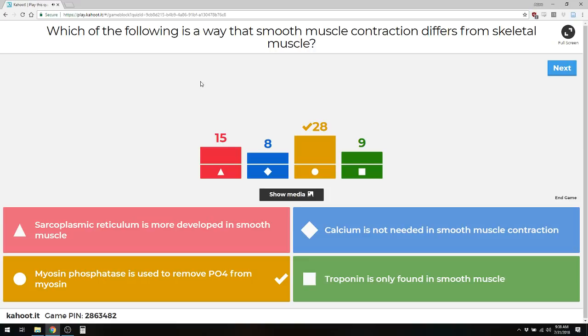Okay, so let's look at this. Sarcoplasmic reticulum is more developed in smooth muscle. That was false, right? Because what influx is normally stimulating skeletal muscle? What generally stimulates that contraction initially? Sodium influx, right? Versus in the smooth muscles, typically more calcium influx. Because we already have calcium coming into those smooth muscle cells, you don't need as well developed a sarcoplasmic reticulum. So that's one of the big differences you're going to find.